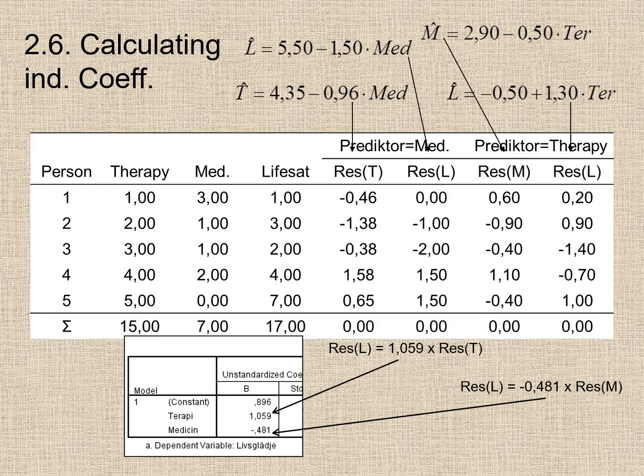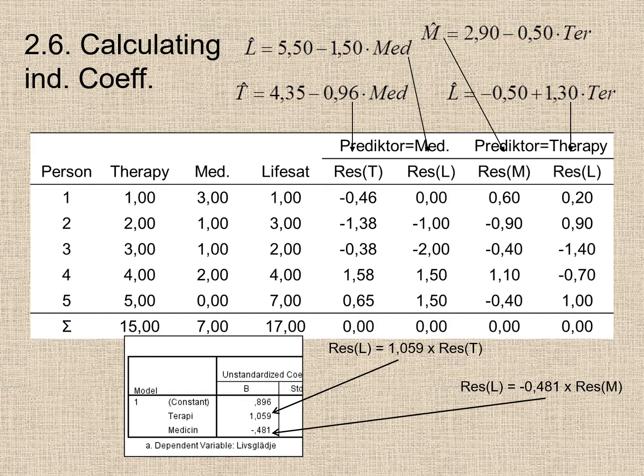Because 0 is the mean for both of those. And how do you say? Behold, that's our coefficient here. So it's the amount of life satisfaction, predicted from the amount of therapy, that cannot be explained by the amount of medicine. That's how you get these unique coefficients.